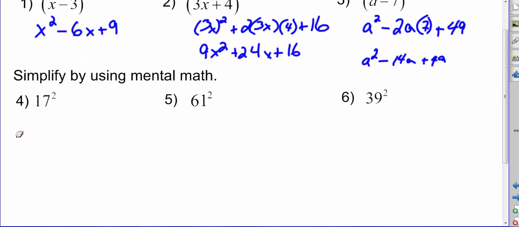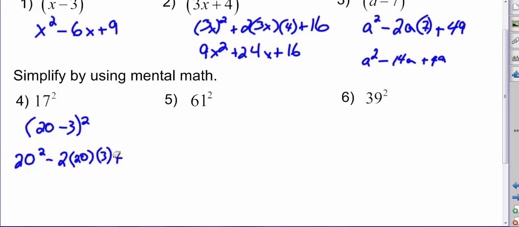Okay, here we go. We're going to do these problems without using a calculator. So for number 4, we have 17 squared, which is the same thing as (20 - 3) squared. So using our formulas that we have, we're basically going to have a squared, which is 20 squared, minus 2ab, so we have 2 times 20 times 3, and then we have 3 squared at the end, which is going to be 9.